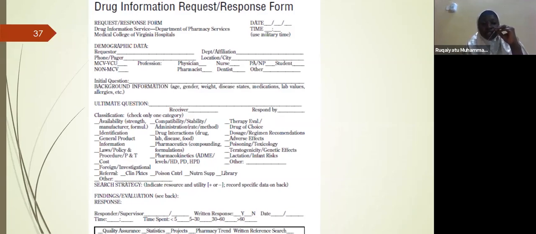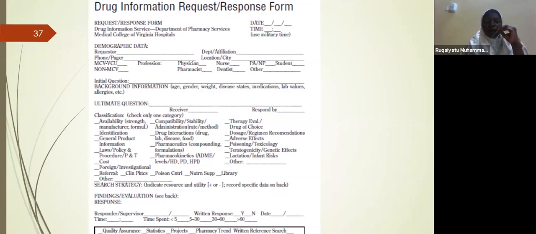Then the initial question, what's the background information? If it's patient specific, what's the age, the gender, the weight, the disease state, what are the medications, et cetera. Then what's the ultimate question? The difference between this initial question and the ultimate question is what we've just seen in the last 4 cases. The initial question will be the initial query by the requester. The ultimate question will arise after analyzing all those information. What will be the ultimate question?